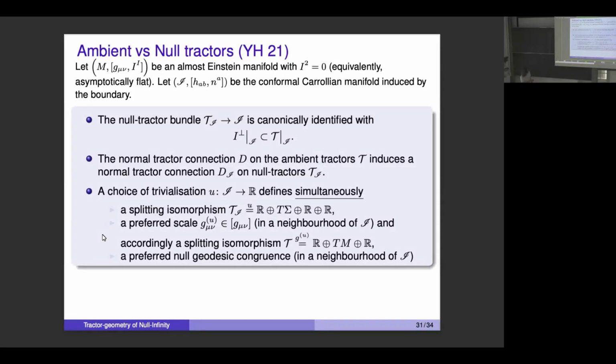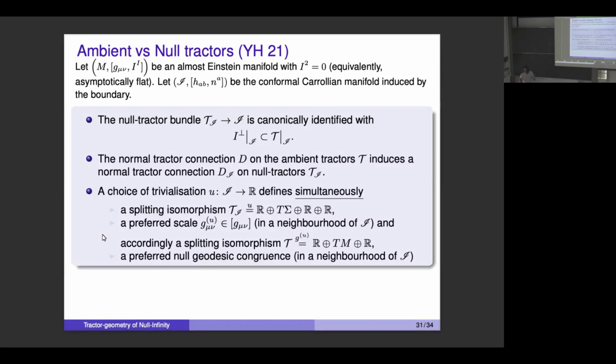How do you identify? Here's the important, I think, the key realization is that choosing a trivialization on scri, as I told you, defines the splitting for this tractor bundle. It's just there, it splits your tractor bundle. At the very same time, you can prove that it defines a preferred scale in a neighborhood of scri. There is a procedure which is actually quite closely tied up to BMS coordinates that essentially does this. You choose U at the boundary and it gives you a unique scale in the bulk. Now you have a preferred scale, so you can trivialize your tractor bundle.